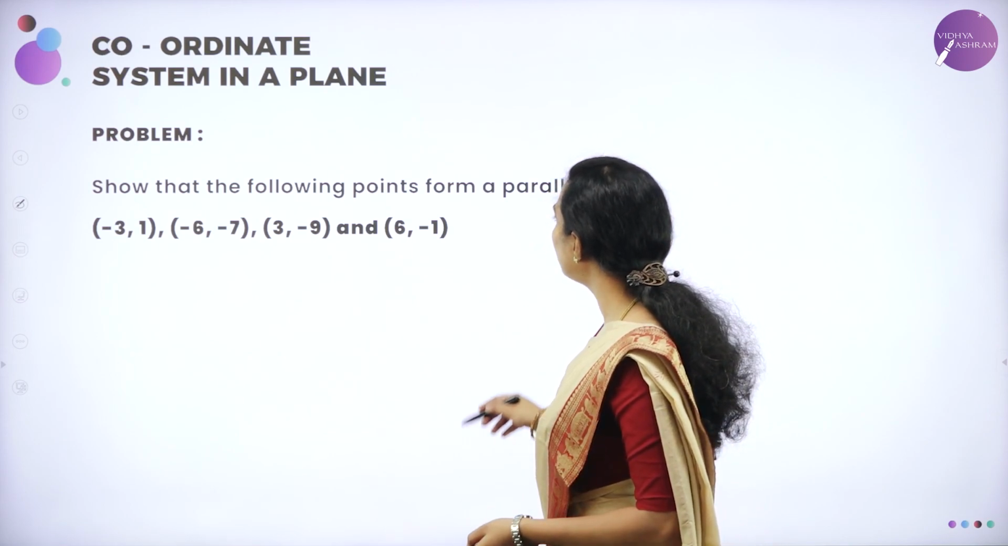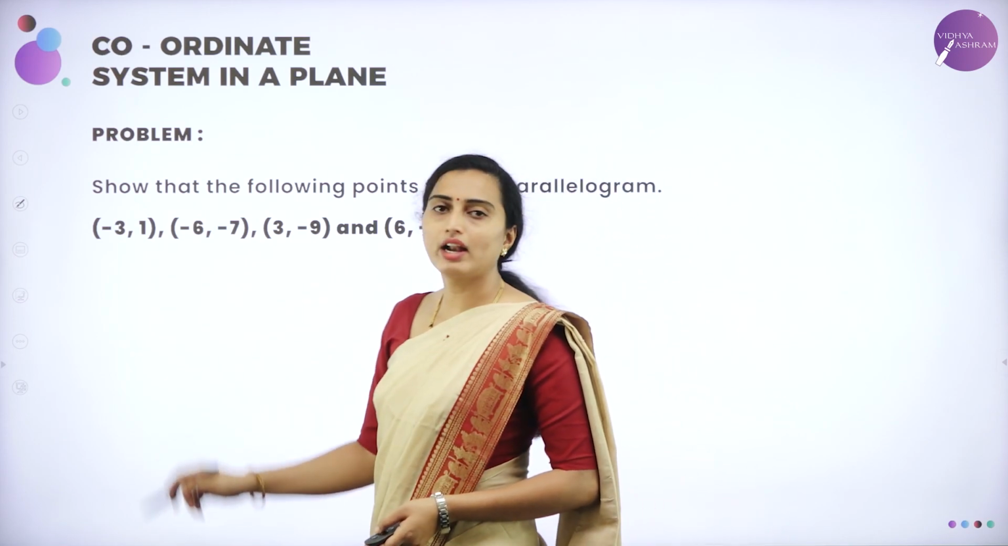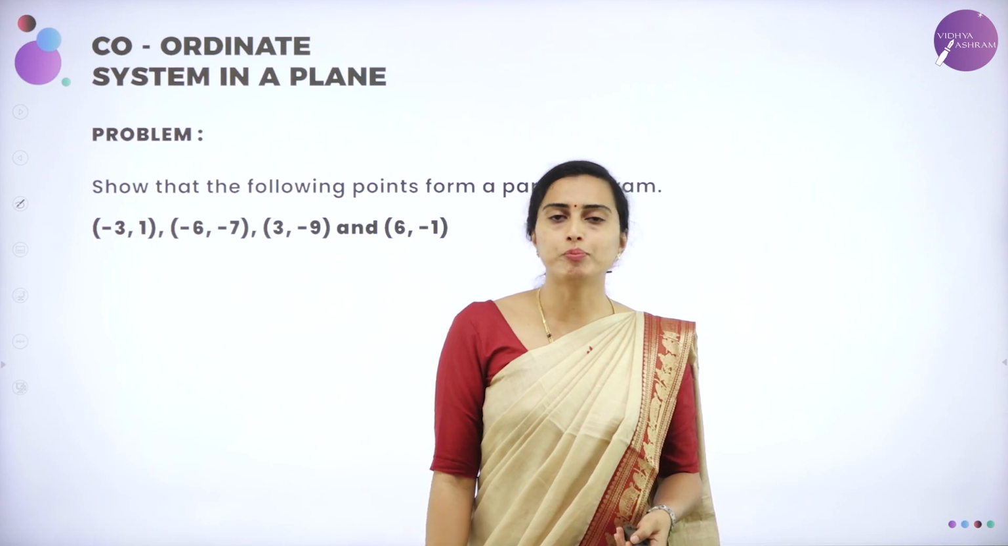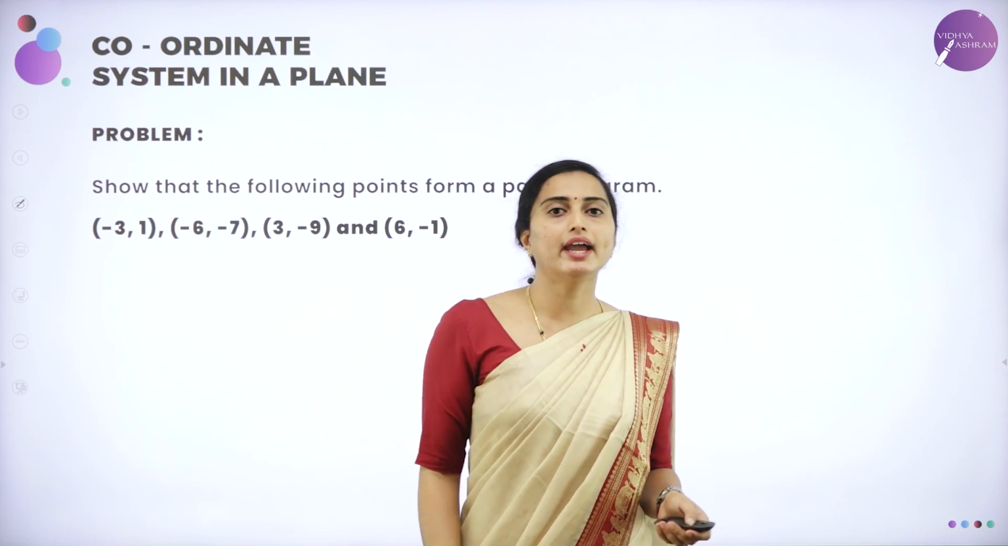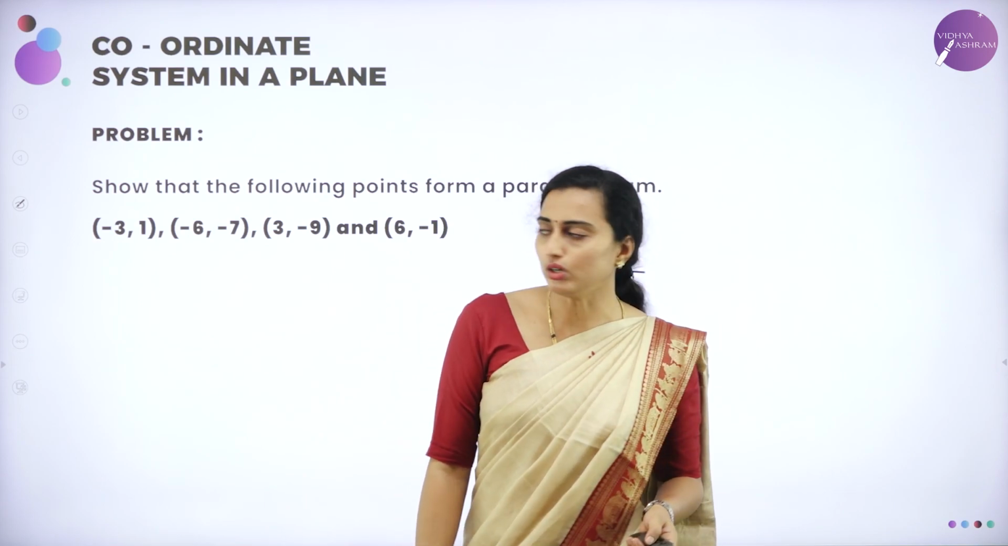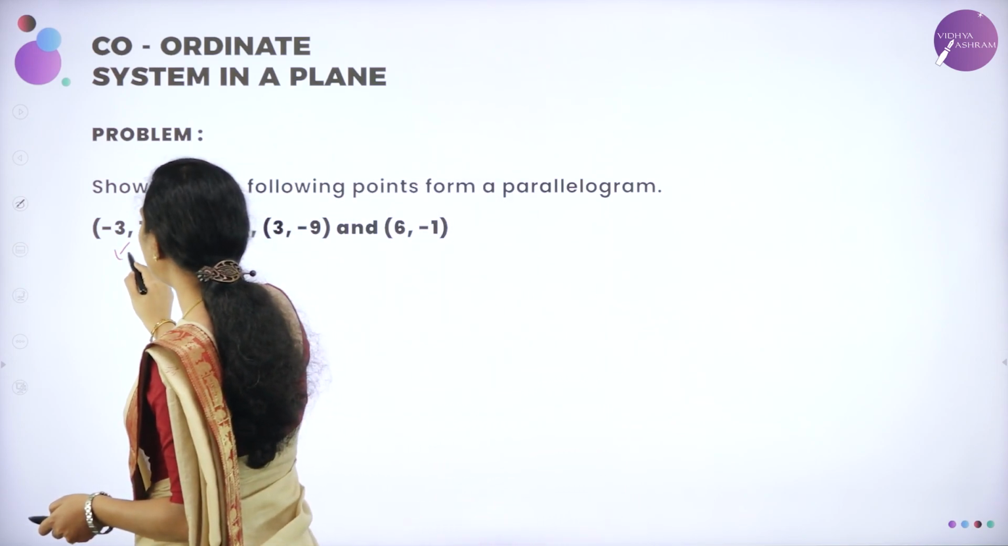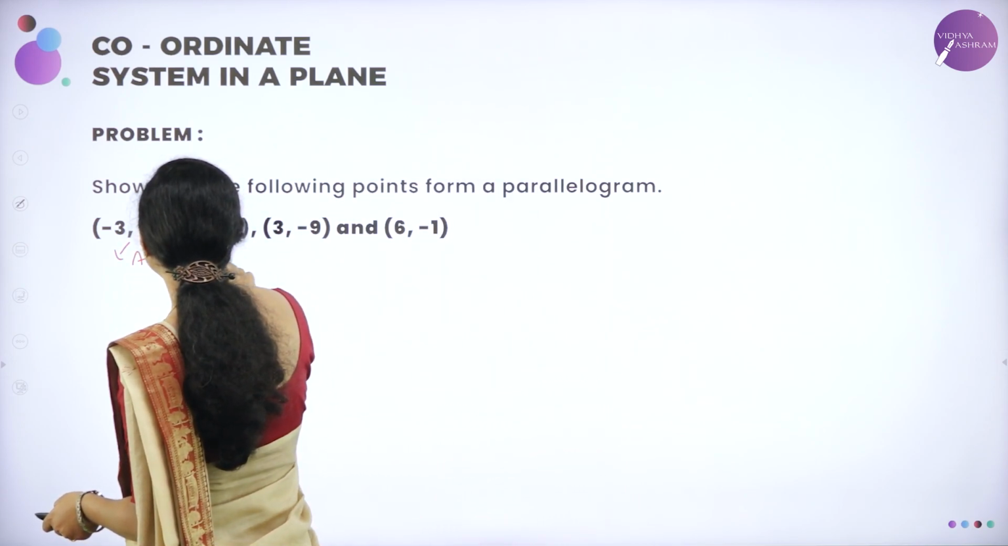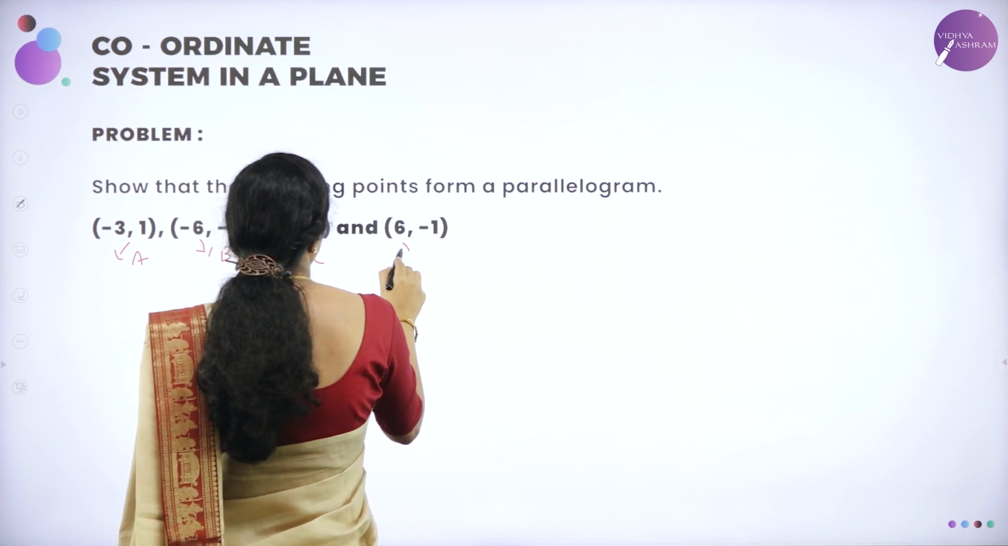Show that the following form a parallelogram. Parallelogram means what? Opposite sides are equal but diagonals must not be equal. Okay, let me check. Here this is a point A, B, C and then D.